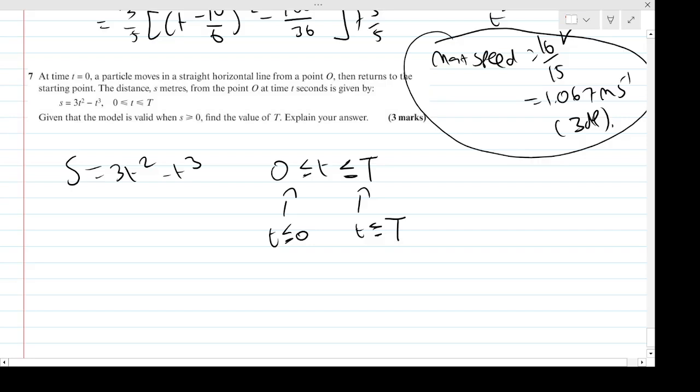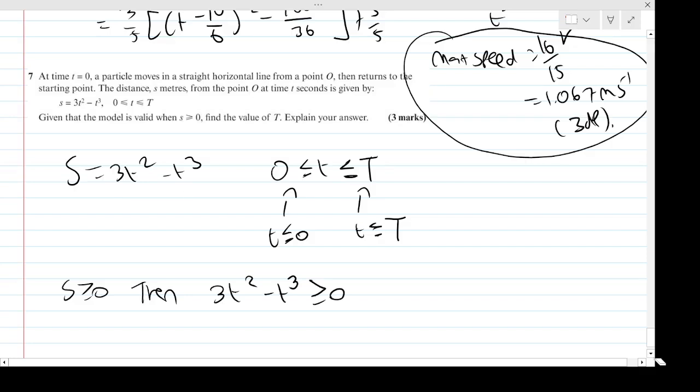So it says given that the model is valid when s is greater than or equal to 0. That makes sense because it's distance, right? Distance here has to be positive. We need to find the value of this T here. So if s, the distance, has to be positive, that means this 3t squared minus t cubed, which equals s, also has to be positive.